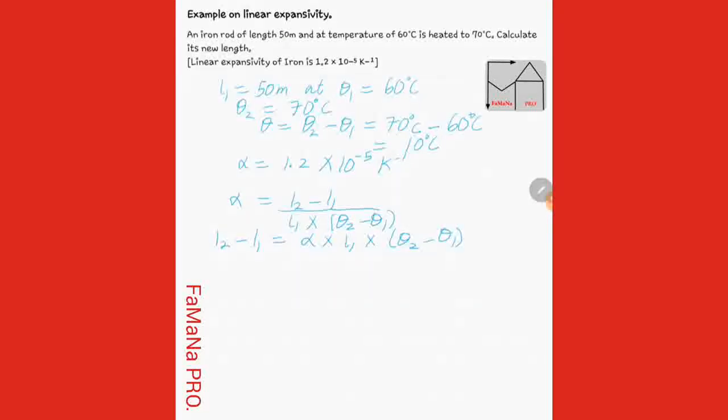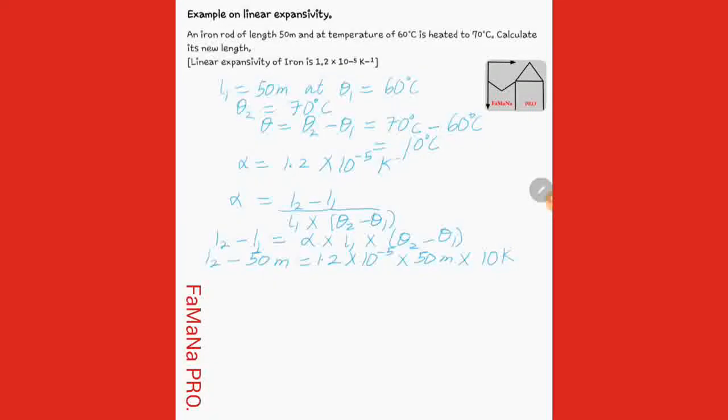If we insert the values, since we are looking for L2, we write L2 minus 50 meters equals the linear expansivity, which is 1.2 times 10 raised to the power minus 5, then multiplied by 50 meters again, that's the initial length, then multiplied by our temperature change, which can be 10 degrees Celsius, but this time I'm going to work in Kelvin because the linear expansivity of iron is given in per Kelvin.